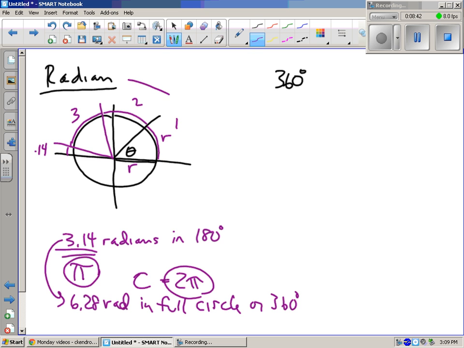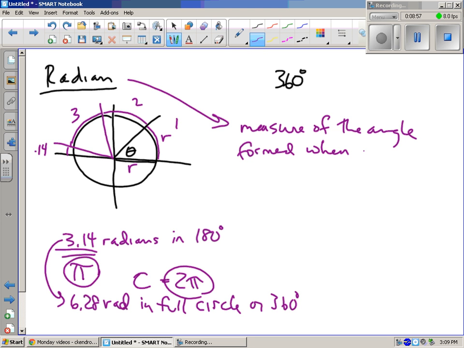So the definition of a radian, let's write that down. It's the measure of the angle formed when its arc is equal to the radius. Okay, so the arc being this part right here.